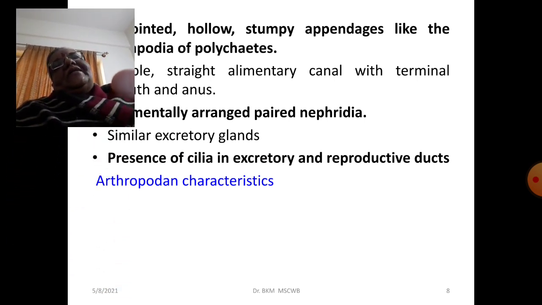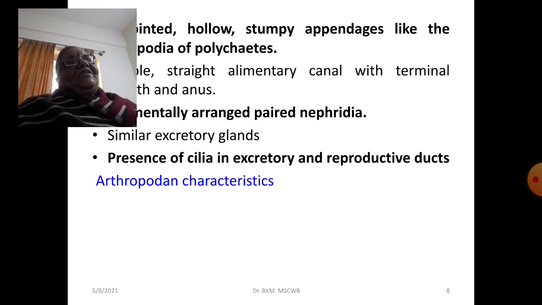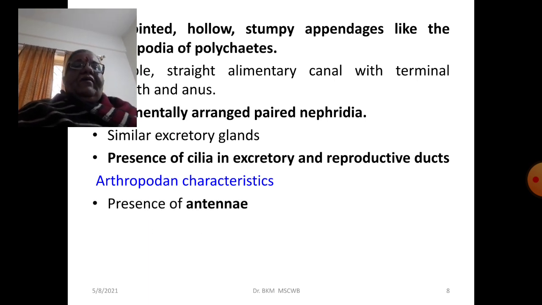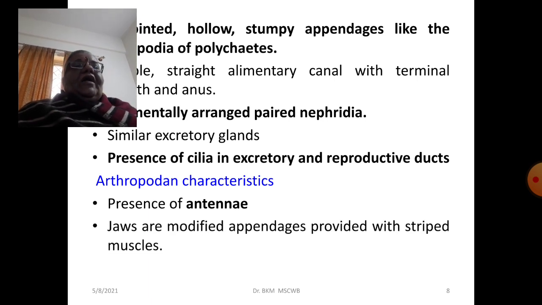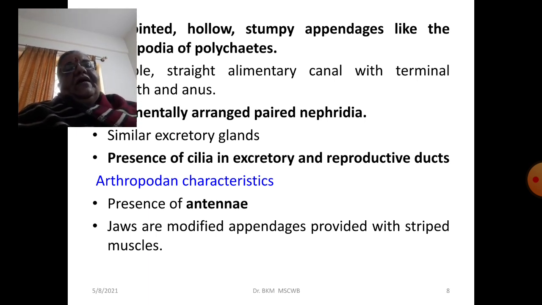So looking at all these characters, you feel like coming to the conclusion that Peripatus should be kept under the phylum Annelida, because it shows more of these resemblances with annelids. Now let us see what other characters Peripatus shows, other than annelid ones, which are nearer to arthropods. Presence of antennae is an arthropodal character. Jaws are modified appendages with striped muscles. Same case you see in Arthropoda.